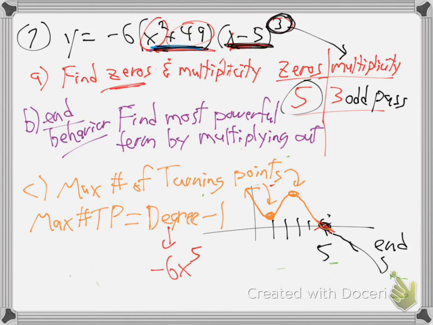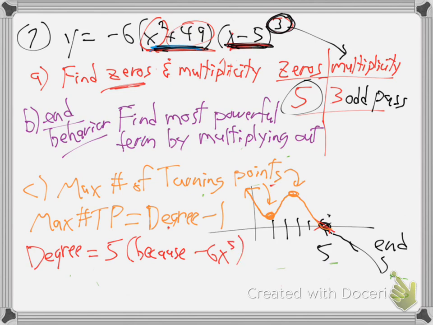Remember that? A minute ago? The degree for ours, let me write it a little more clearly. The degree for ours became 5 because the most powerful term was minus 6x to the 5th. So the degree is the power. It's the highest power. The degree of a polynomial is its highest power.